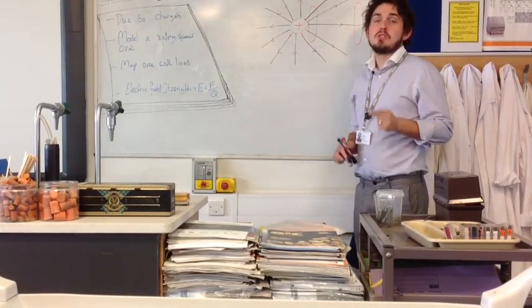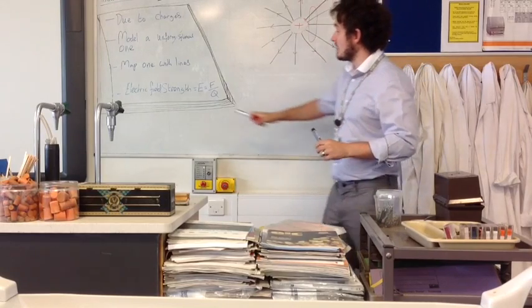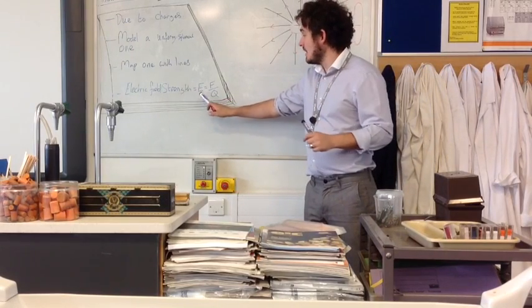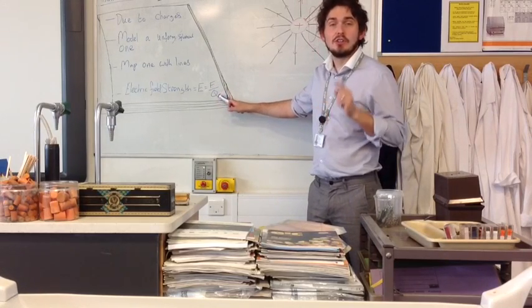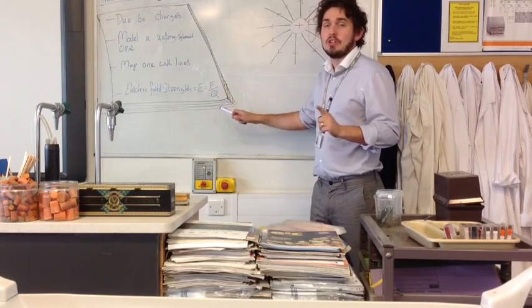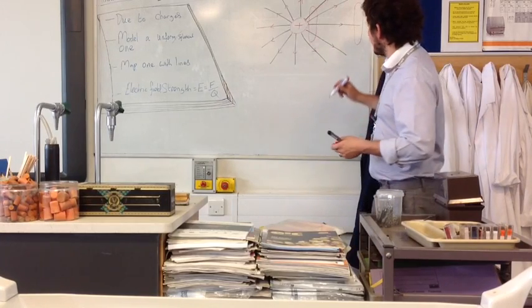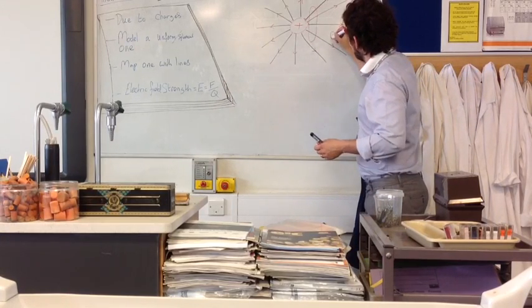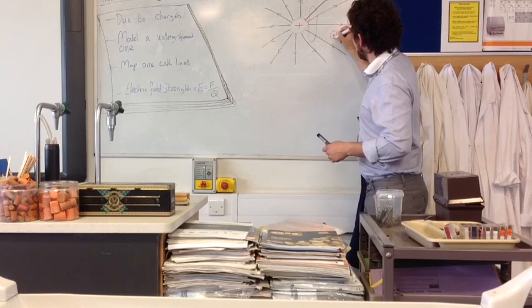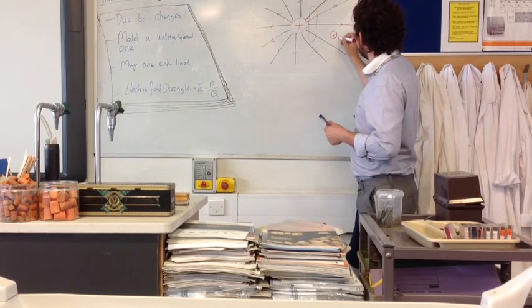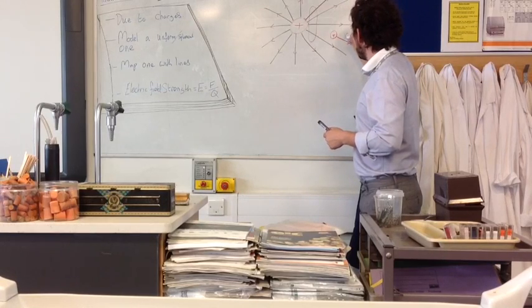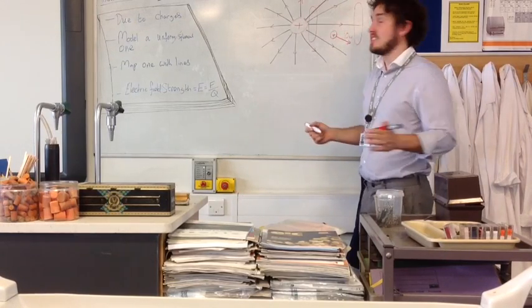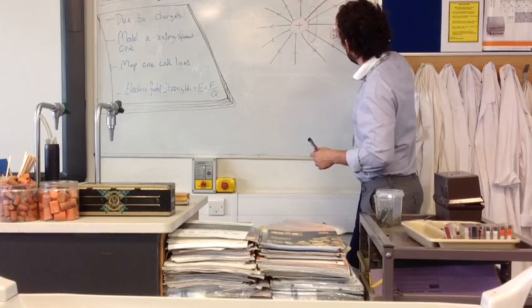So now we're going to use the electric field strength equation, which is electric field strength E is equal to the force acting per unit charge. So E equals F over Q. Now what that means is that if I put a charge here, let's say it's a positive charge, and it experiences a force of 10 newtons, and it has a charge of, let's say, 1 coulomb.